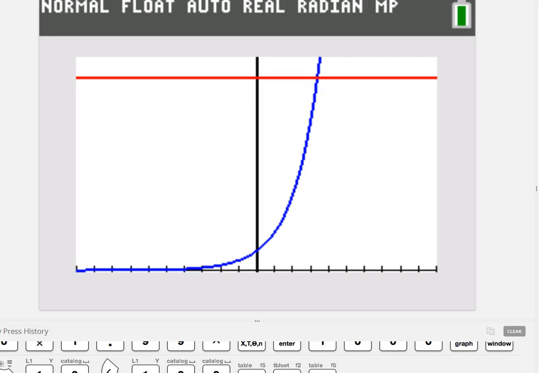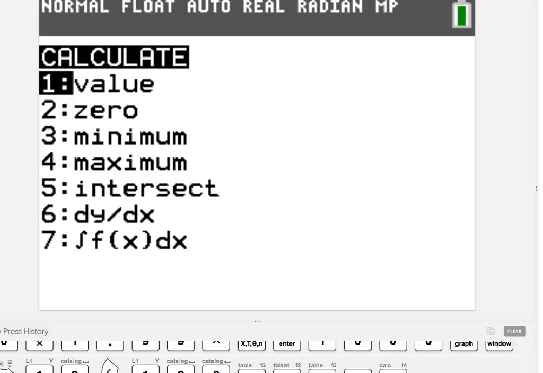Okay, so if we want to know where our blue line hits 1,000, we want to know where those two lines intersect. Yes, so in your notebook, in your journal, write down these keystrokes. You're going to hit second and then the calculate button. So write those down, second, calculate. This is to find the intersection. So once we hit second and calculate, if we look at the list that it gave us, we're going to choose number 5 for intersect.